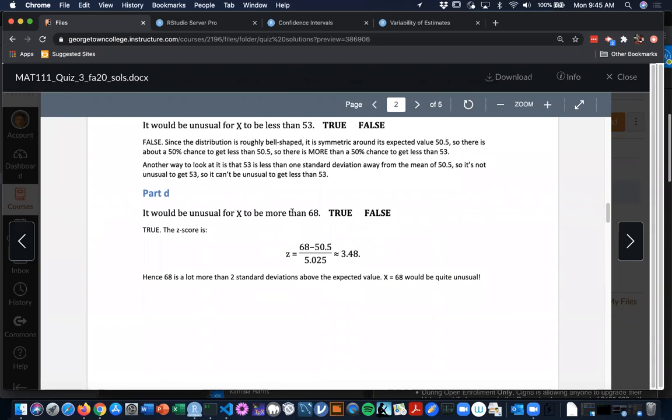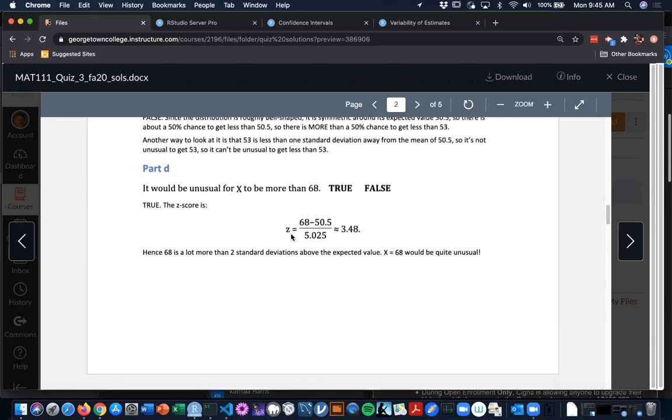Would it be unusual to get more than 68? Well, if you compute the z-score for 68, you get about 3, more than 3 standard deviations above the expected value. So it's very unusual to get something like 68. Certainly it would be very unusual to get more than 68.